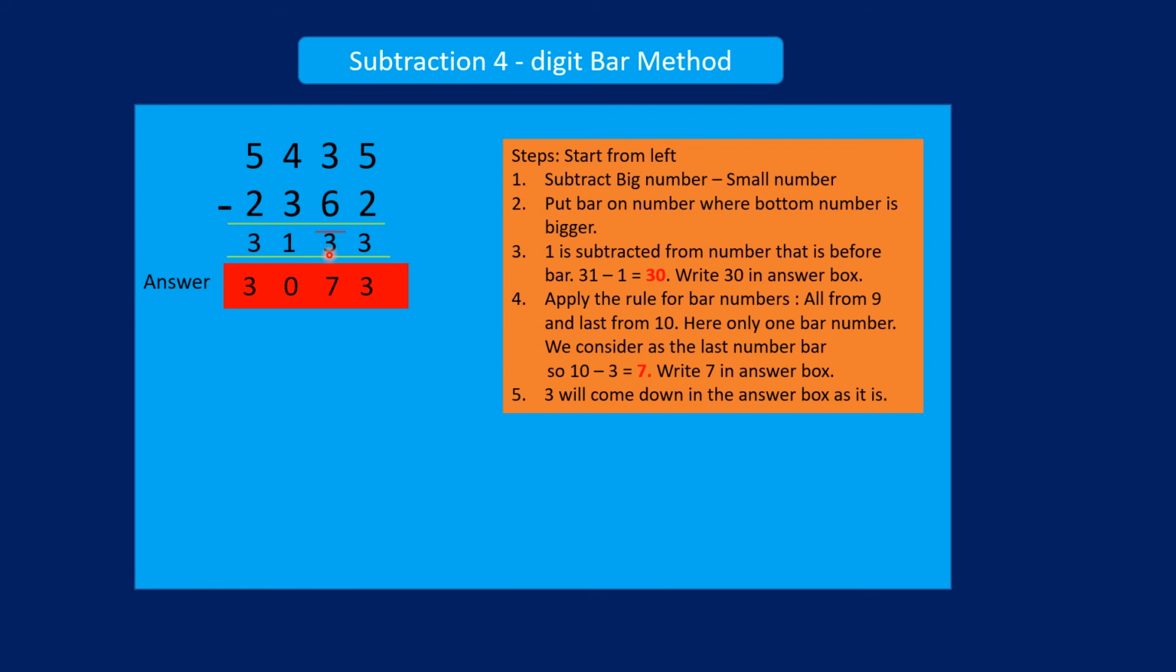And then last step, any number before the bar number, you subtract 1. So what number is before the bar number? 31. So you do 31 minus 1. So 31 minus 1 is 30. So you write down here 30. And there is only one number with the bar. You do 10 minus 3, you get 7. 3, you just bring it down. So your answer is 3073. We'll take one more example.